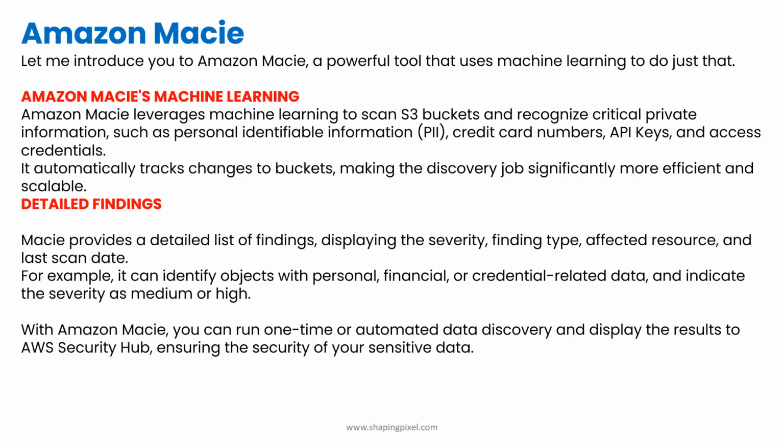Macie provides a detailed list of findings displaying the severity, finding type, affected source, resource, and last scan date. For example, it can identify objects with personal, financial, or credential related data and indicate the severity as high, medium, or low. With Amazon Macie, you can run one-time or automated data discovery and display the results in AWS Security Hub, ensuring the security of your sensitive data.